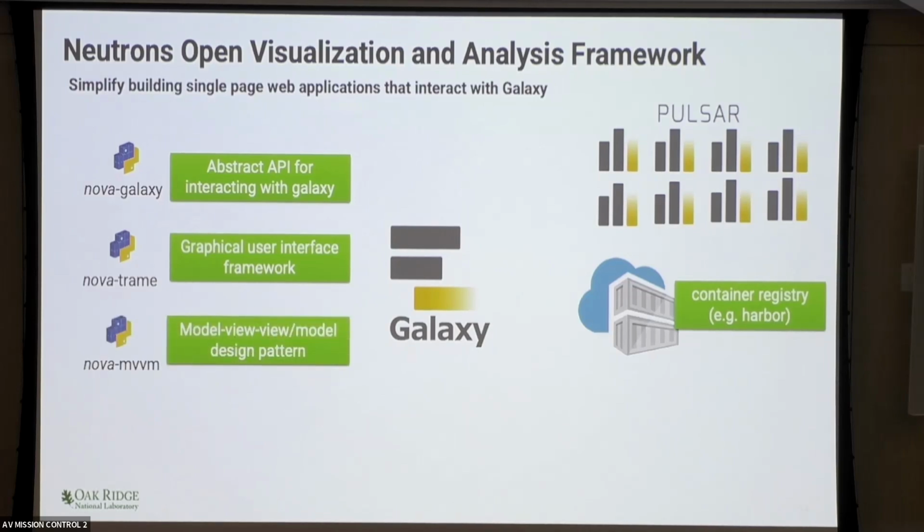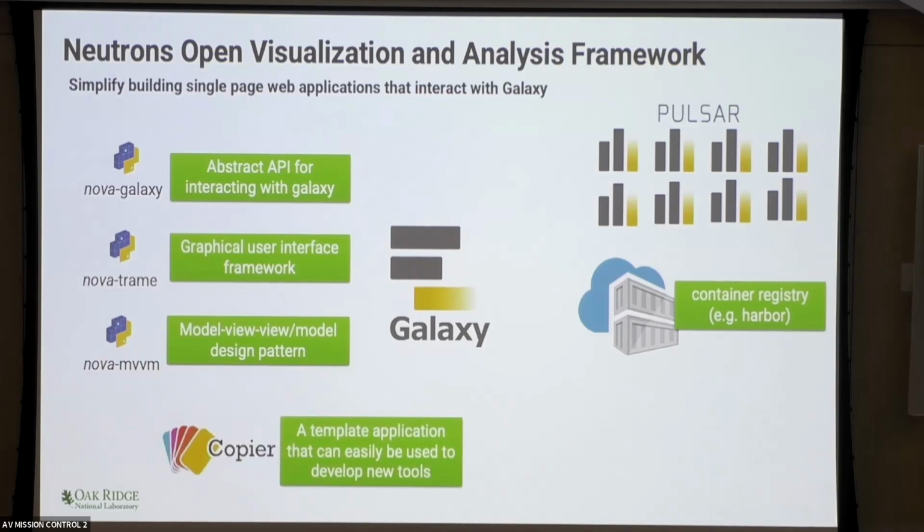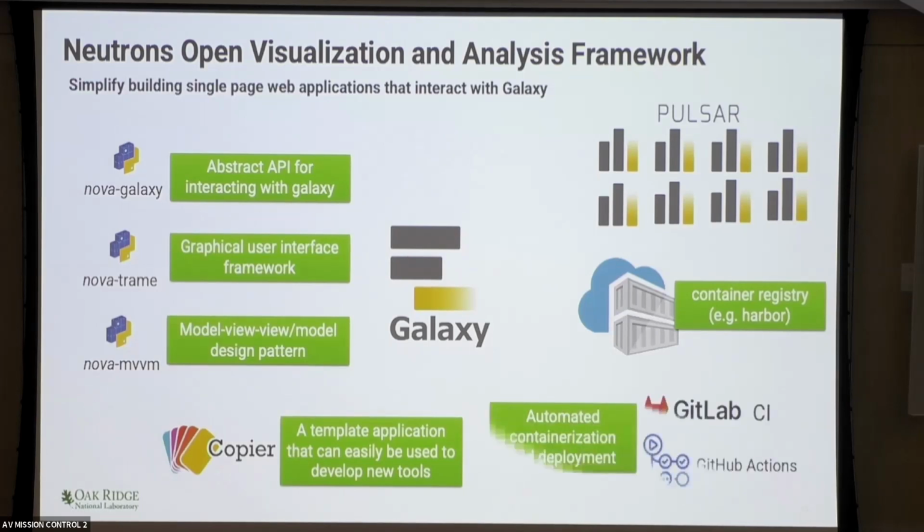And then we have another library called Nova MVVM, which provides some functionality for building these single-page web applications using the model view model architecture, or design pattern is really what it is. We use Copier to allow users to take a template version of this application and then add their own functionality to it. So Copier is a really cool tool if you haven't heard about it, but it gives people a good starting point for building their applications, so they're not building them from scratch.